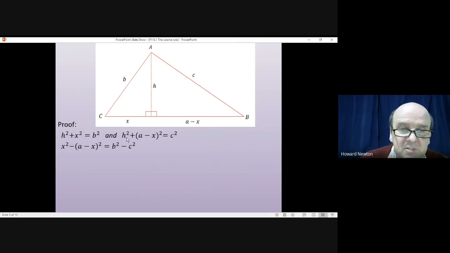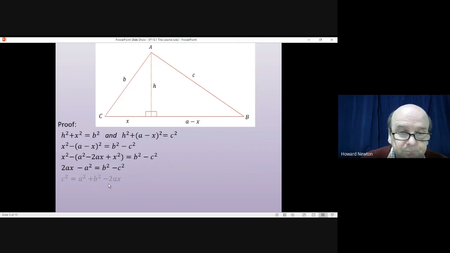By doing that, the h squareds cancel. And on the left-hand side, we get x squared minus (a minus x) squared, and on the right-hand side, we get b squared minus c squared. Multiplying out this bracket here will give us that. The x squareds then cancel, which gives us that. And tidying that up gives us c squared equals a squared plus b squared minus 2ax.